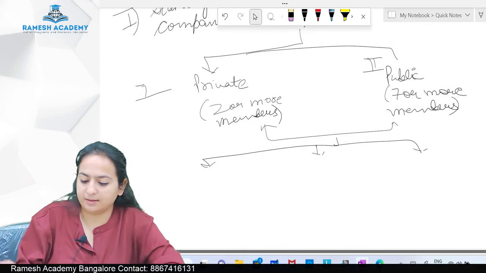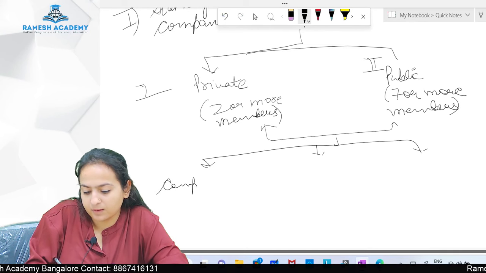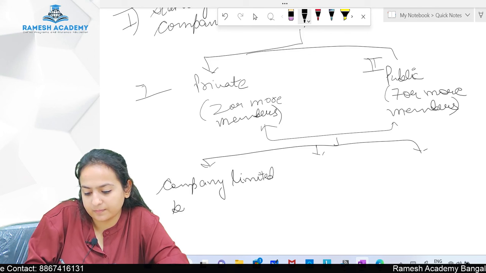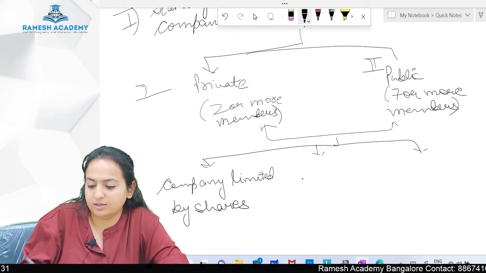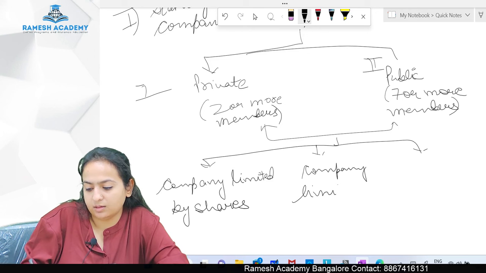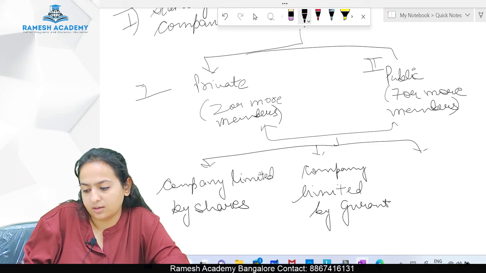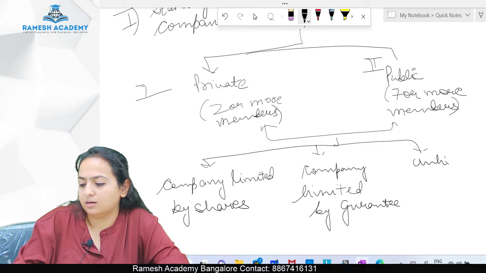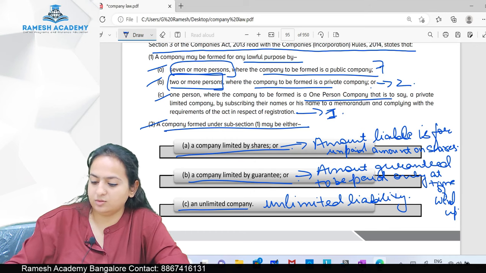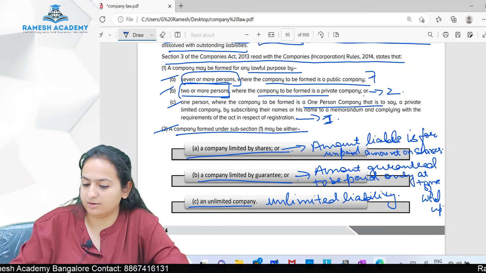Private and public company can be company limited by shares. This is how you will present in your exams, I'm telling you. Then only you can score well. Company limited by guarantee and unlimited liability. First write down this and then form this in your handwritten notes also.